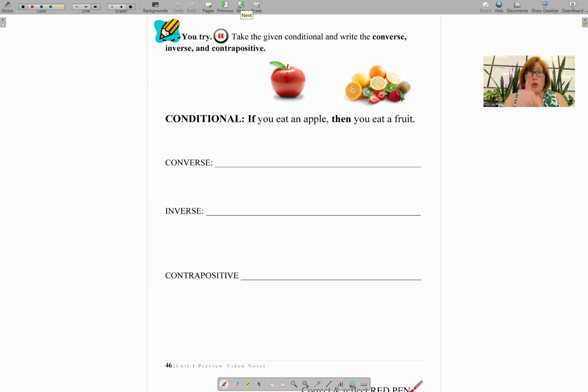I want you to read this, and I want you to take that original conditional and write the converse, inverse, and contrapositive. Do this on your own.